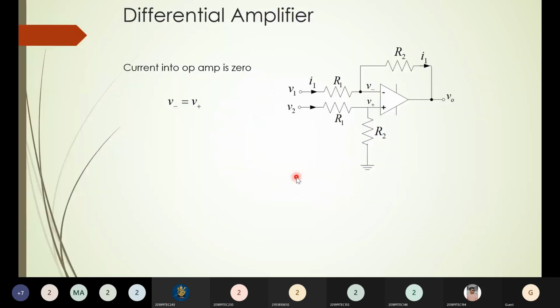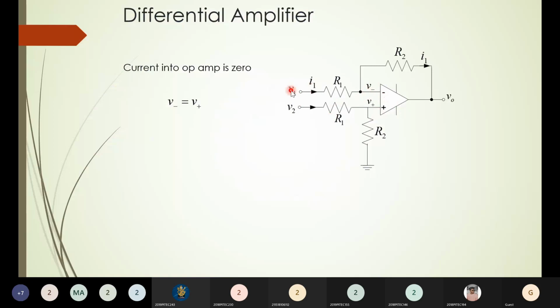Now, the differential amplifier. Just now I was talking about the differential amplifier, where you have two inputs given to a single circuit. See, with a single op amp, V1 is applied to the inverting terminal of the op amp and V2 is applied to the non-inverting terminal of the op amp.